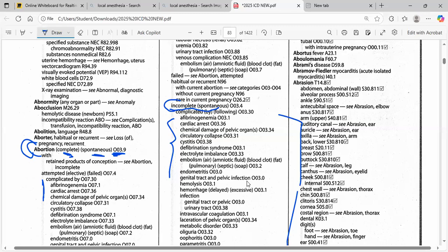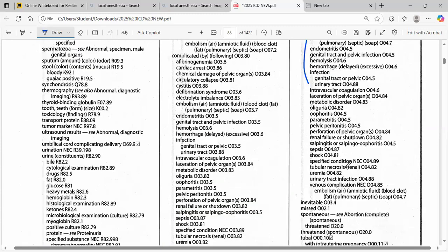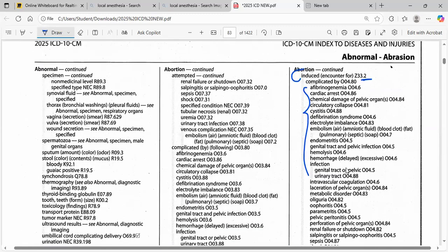Okay, देखो, elective failed abortion means the patient is coming, or the patient attempted to do the abortion, but the abortion is not completed. In that case, we are going to use a code from series O07. And you have to use a code from series O04 when the induced abortion has been completed, but now the patient is coming with a complication, like the patient develops cystitis due to that elective abortion. You are going to use a code from series O04.